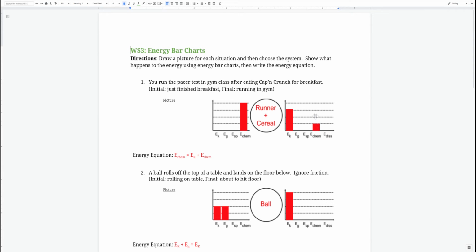So the chemical energy, you could really have 3 bars, 2 bars, 1 bar, 0 bars would also be fine. You just need to have chemical energy at the start, some kinetic energy at the end, and then however much leftover food you want to say. It doesn't specify. So 3 bars, 2 bars, 1 bar, any of that is fine for chemical energy, just as long as the end adds up to the beginning. So we have 1, 2, 3, 4 blocks here. So we have 3 plus 1, just 4 total blocks at the end. Our energy equation for this one is E chem equals EK plus a little bit of E chem left at the end.